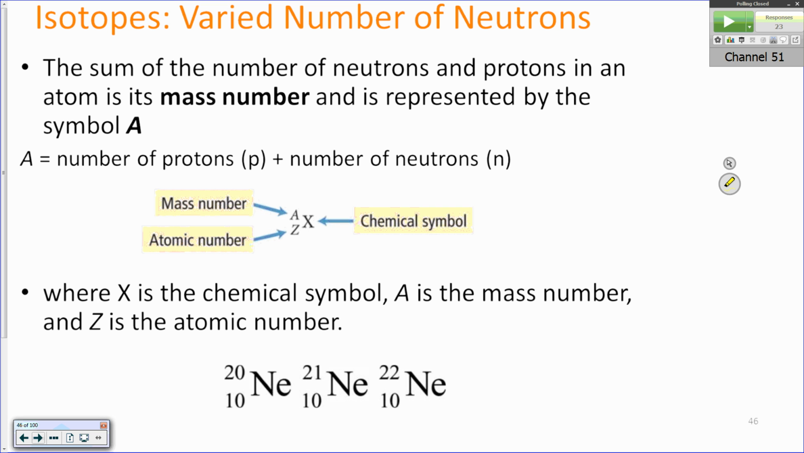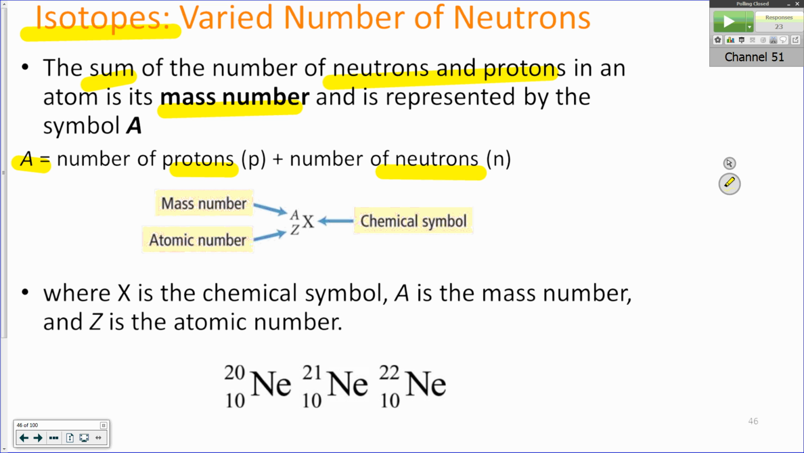So the way that we keep all the different isotopes straight is we assign an identity to each unique isotope, and we do that by using what's called the mass number. The mass number is simply the summation of the number of protons and the neutrons found in the nucleus of that given element. So A represents the mass number, the number of protons plus the number of neutrons.